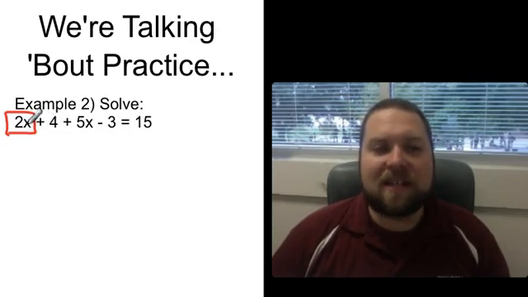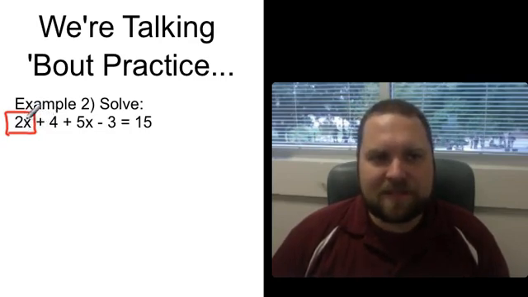So we check combining like terms. And it turns out that there is a linear term for x right there. Remember, it's linear if it has a variable and the variable does not have an exponent. And I have 5x right there as well.